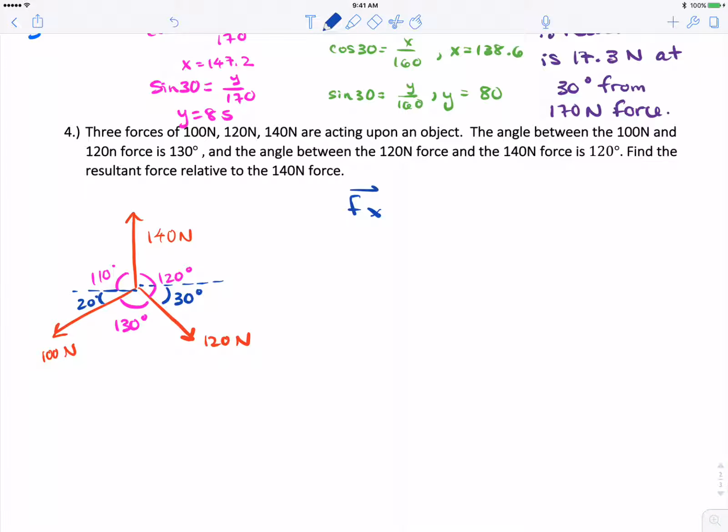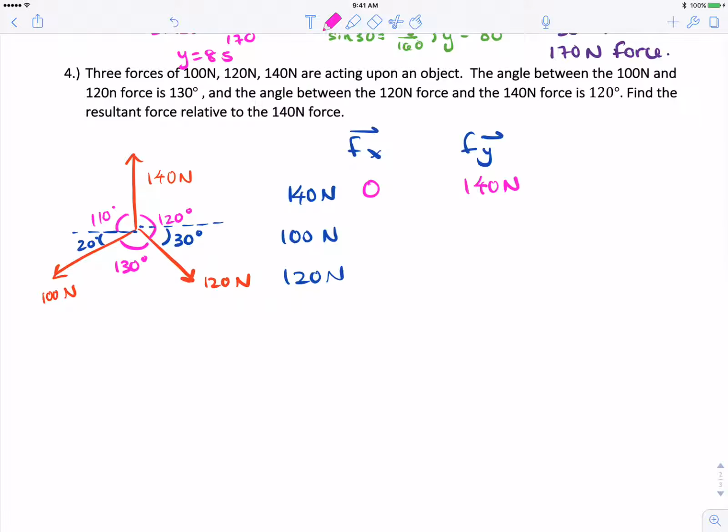So we're going to write F of x up top here and F of y, and realize that we're going to do a tally. Start with the 140 newton force, then we'll do the 100, and then the 120 newton force. My horizontal component for the 140 newton force is 0, and it is 140 newtons upwards.